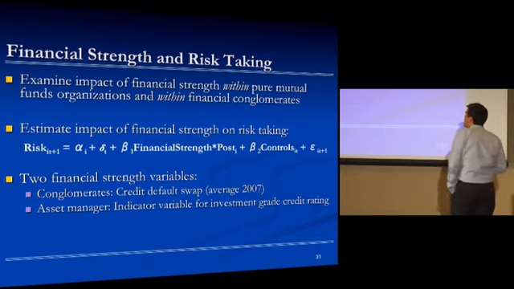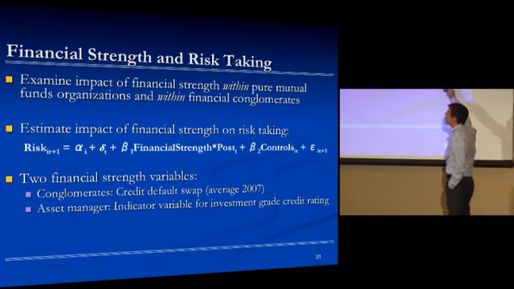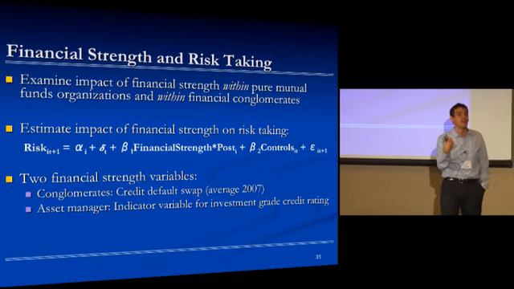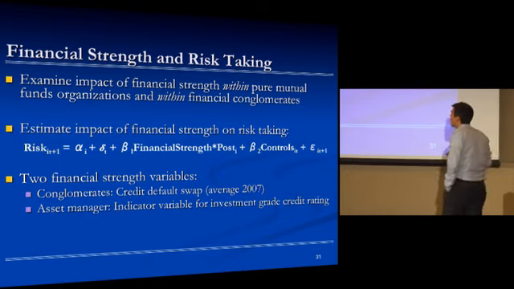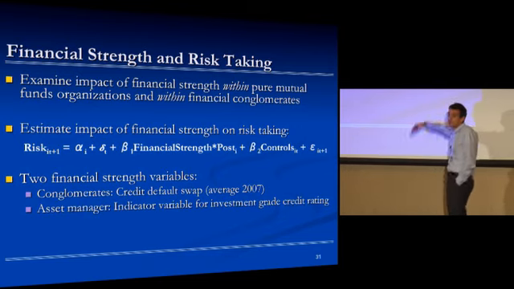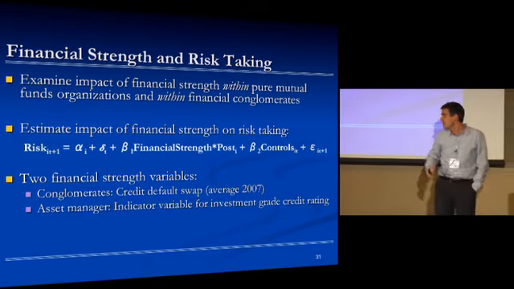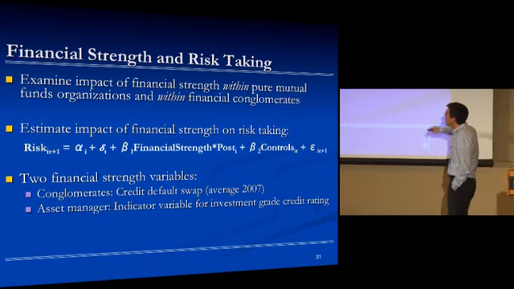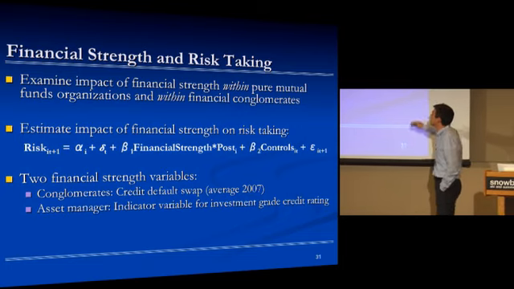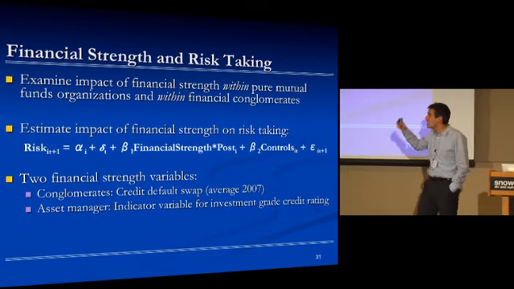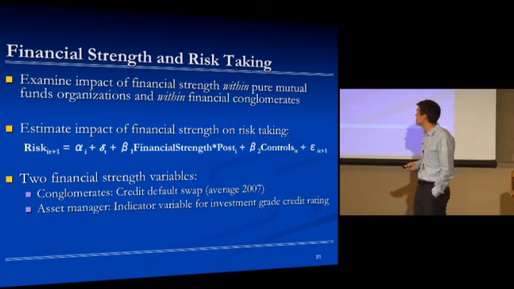For these different types of organizations, we're going to have different measures of financial strength because it's difficult to find one which fits both of these types. For the conglomerates, we're basically going to use the CDS, which most of them have. And for asset managers, it's kind of hard to find a variable, but the one we thought was reasonable was an indicator variable for whether they have an investment grade credit rating prior to the expansion of the risk-taking opportunities.